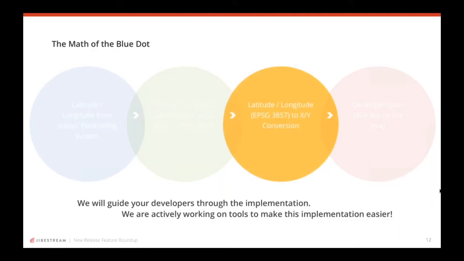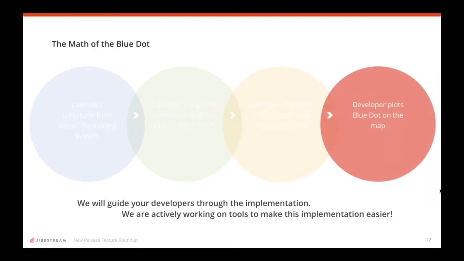Then the next thing you do is take the flat lat long and convert it into an XY that's related to the specific map. Once you receive that XY, you can plot it on the map using the Jibestream function. We have a function in our SDK that essentially initializes the blue dot, and you pass it an XY, and it'll plot the blue dot exactly where you pass it.